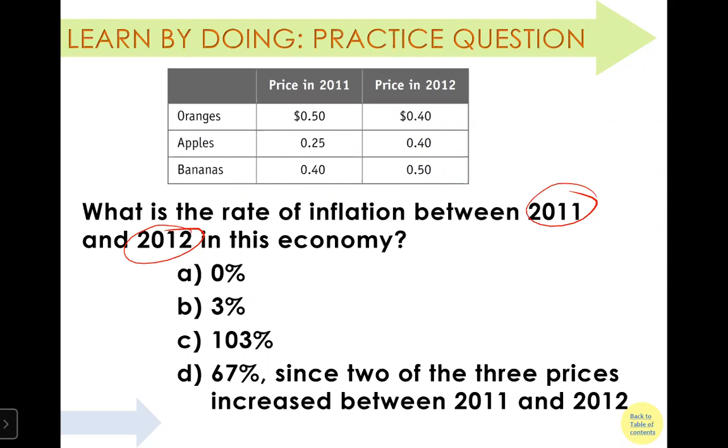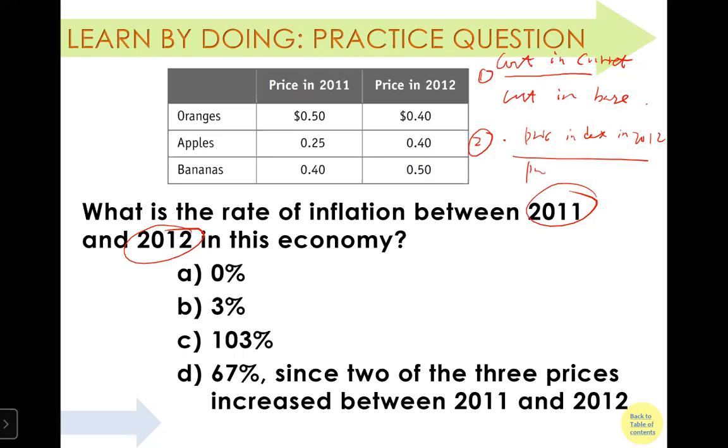First, we need the price index, which is the cost in the current year divided by the cost in the base year. So this is the price index, step number one. Step number two, to calculate inflation, it is the price index in 2012 divided by the price index in 2011, minus 1, because this is the percentage change.